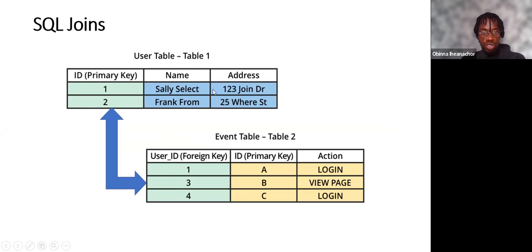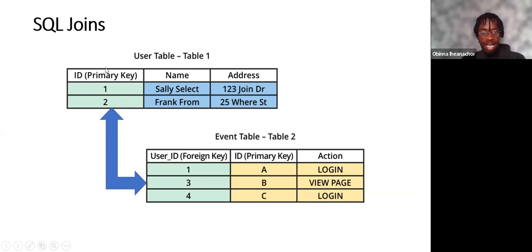So this image is just showing what I just explained. You have the user table with the ID, user ID primary column. And this arrow is showing you how you can connect these tables together. The ID column here is linked to the user ID on the events table.